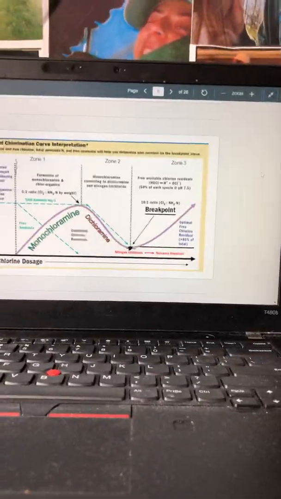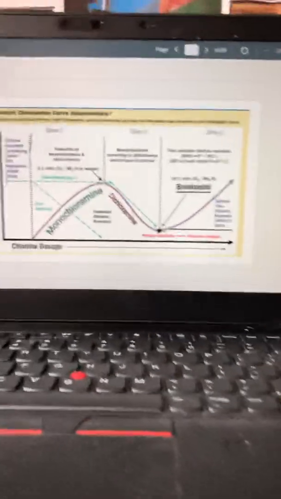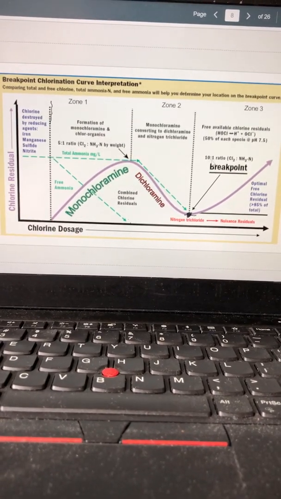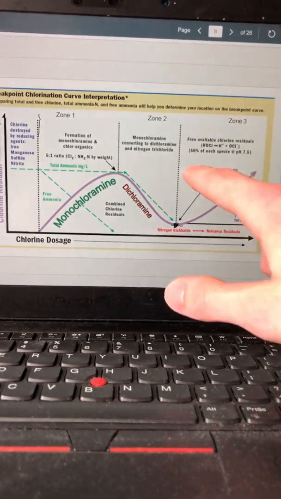the chlorine breakpoint is when the demand for the chlorine is satisfied and no more needs to be added, which is right here. That's when you shock the system with a 10-to-1 ratio of chlorine, right here.